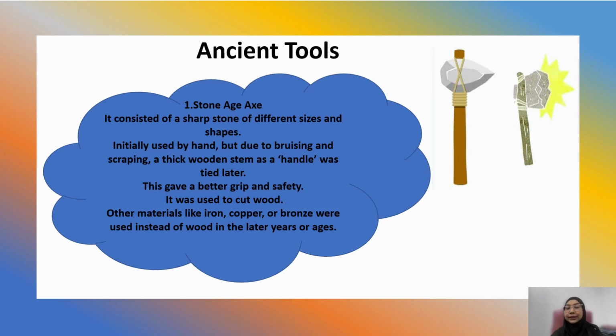During that time, the ancient tools of the Stone Age consisted of sharp stones of different sizes and shapes. Initially used by hand, but due to brushing and scraping, a thick wooden stem was later tied on as a handle. Before that they only used stone, and they tied a stick on so that it could be held easily. This gives a better grip and safety, and it was used to cut wood.